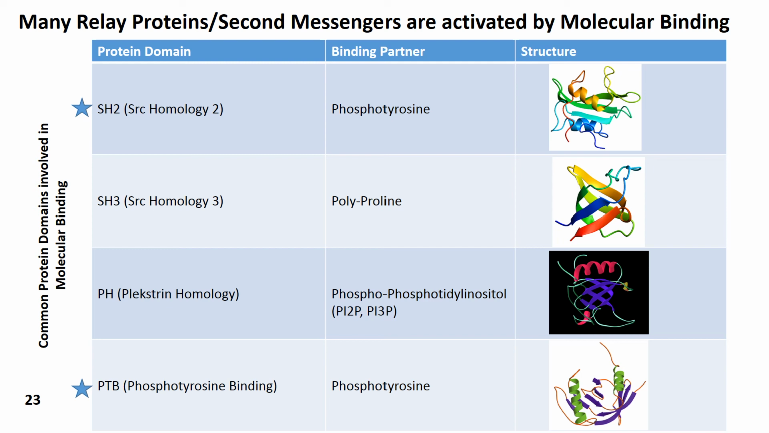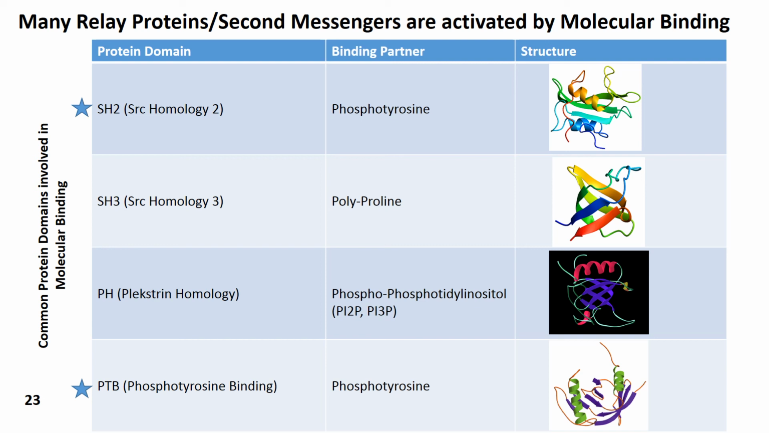The other starred protein domain at the bottom of this table is a phosphotyrosine binding domain, or a PTB domain. This also binds to phosphorylated tyrosines. This should signal to you that common to many of these cascades is going to be phosphorylation of tyrosine amino acids. In addition to SH2 and PTB domains, there are a couple of other domains that we'll see.